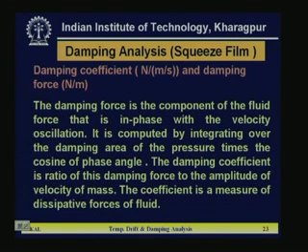Now, the damping coefficient and damping force. The damping force is the component of the fluid force that is in phase, as I mentioned, with the velocity oscillation. It is computed by integrating over the damping area the pressure times the cosine of the phase angle. The damping coefficient is the ratio of this damping force to the amplitude of velocity of the mass. The coefficient is a measure of dissipative forces of the fluid. Fluid means either gas or liquid; normally gases are used with certain pressure. That is how much dissipative force you are going to apply on the squeeze film, which is going to be decided by the damping factor. So, we have to select the damping factor, and in our design specification it is 0.7 plus minus 2, we have to achieve that goal. And how we analyze this is shown here.